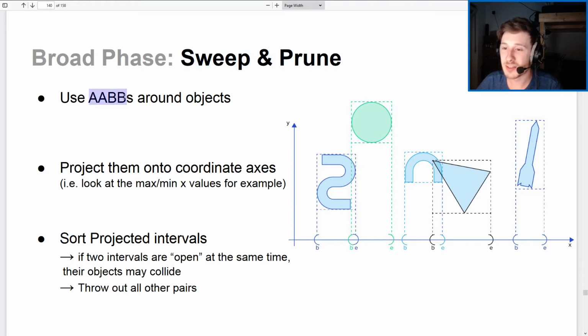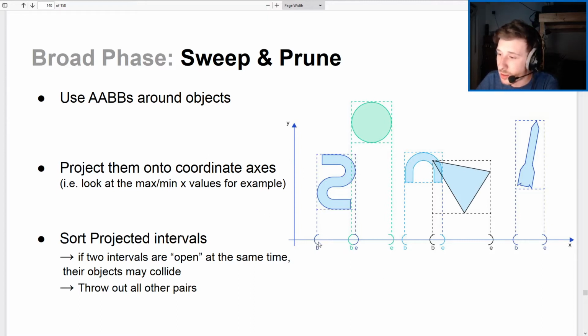For this we use axis-aligned bounding boxes. If you remember, AABBs are axis-aligned bounding boxes, and they kind of try to find a box that fits the shape, but the edges of the boxes have to be aligned with the x and the y axes. And then we project these boxes onto a coordinate axis, basically like a timeline. We only look at the x and the y in a 2D system; we could do a Z in a 3D system.